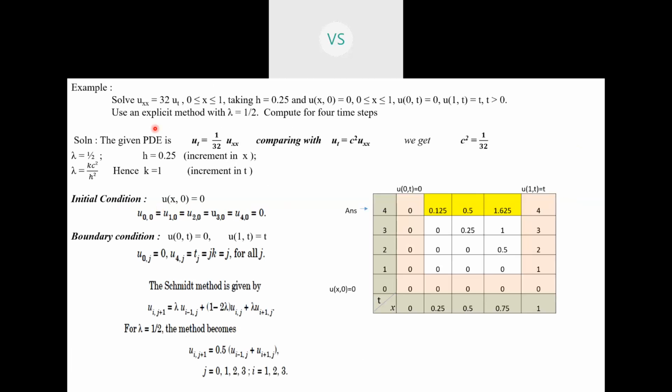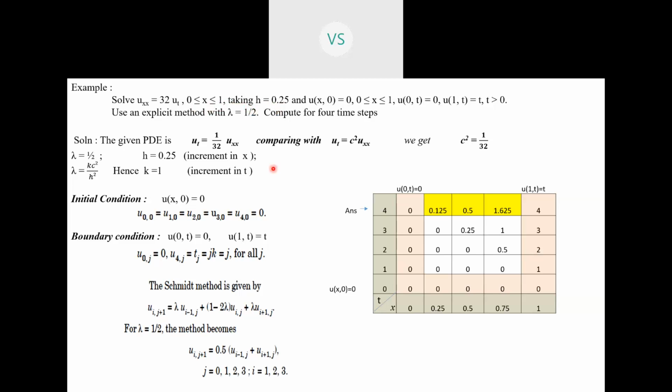Now consider a problem over here. Uxx is equal to 32 ut. The interval of x is given. So x has an interval of 0 to L. Sorry, not L. Now here it is 1. So x value changes from 0 to 1. Taking h is equal to 0.2.